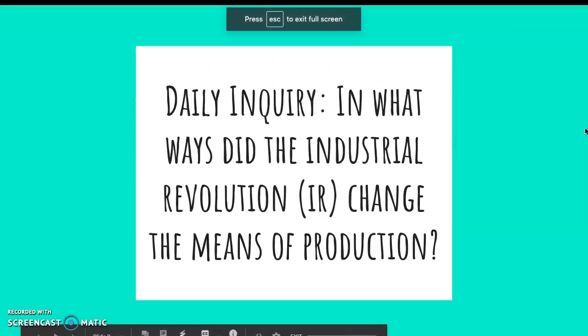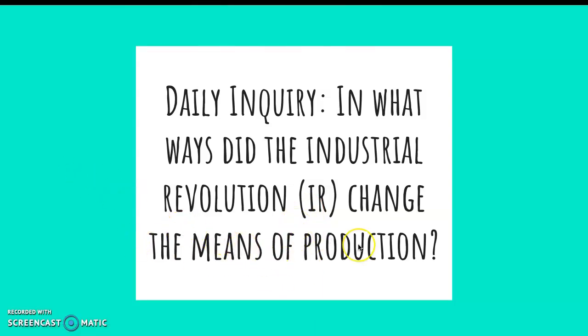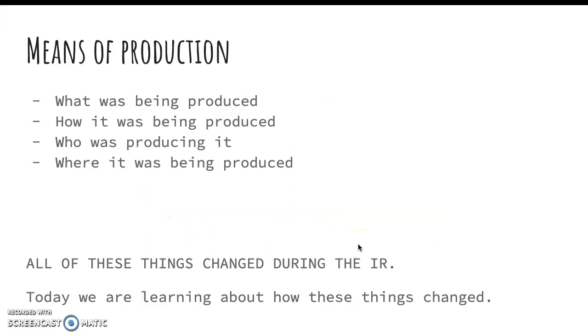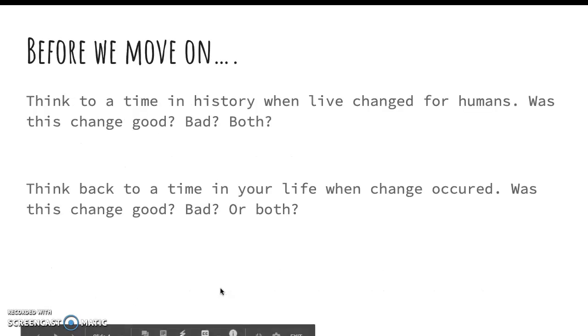Okay, so our daily inquiry for today is: in what ways did the Industrial Revolution change the means of production? So when I say means of production, what I'm talking about is what was being produced, how it was being produced, who was producing it, and where it was being produced. All of these things changed during the Industrial Revolution. That's why this time period was so incredibly important. It totally changed the way that people live their lives. And so today we're just going to be introduced to how all these things changed.